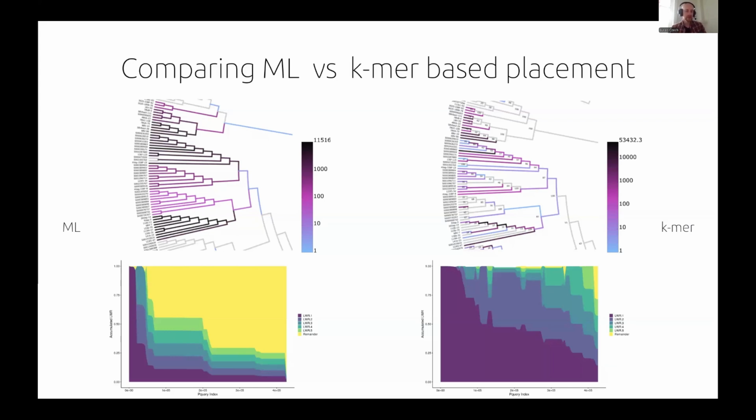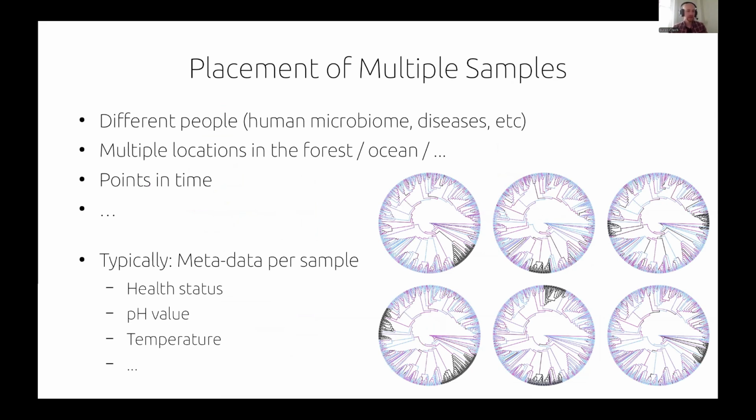Right, so this was exploring a single sample. We can also do that for multiple samples now. So for example, multiple humans, multiple locations in the forest or ocean, different points in time and so on. And typically we would also have metadata for each of these samples, right? We would have for human patients a health status, we would have the pH value, the temperature of the water or something. And each of these samples, from different locations or points in time, would then be modeled as one set of phylogenetic placements. All the sequences in the sample being placed on a tree. And then we get these, for example, 6 instances of placement results here of these distributions. And this is basically what we want to start comparing to each other then.